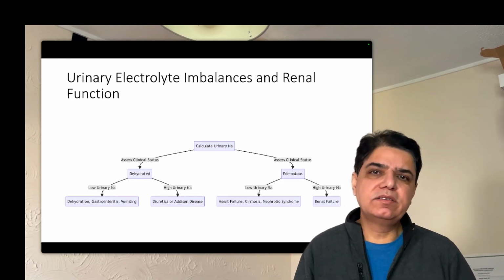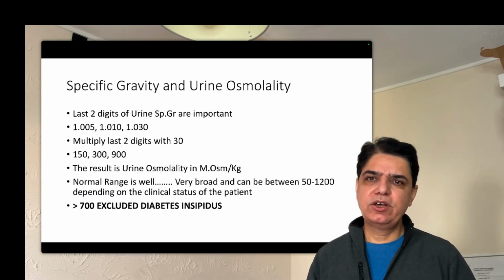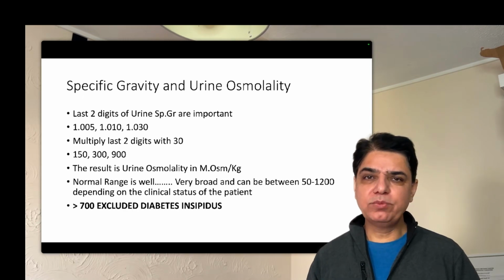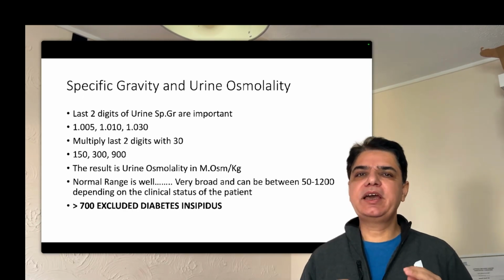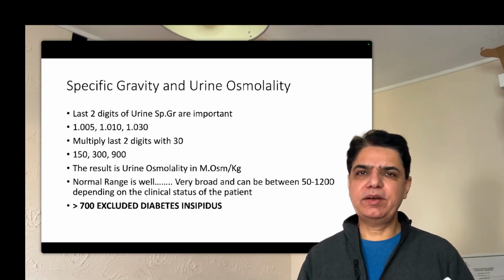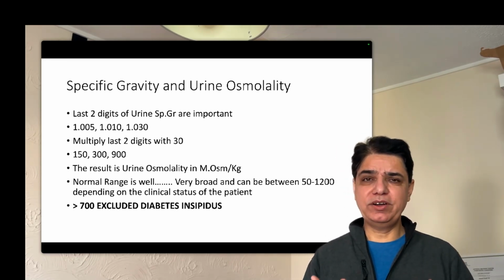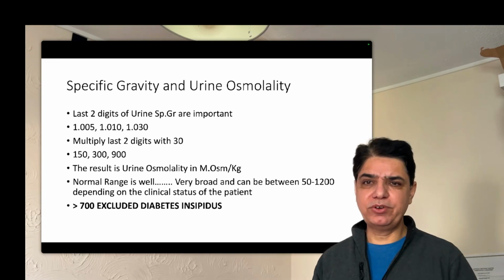Moving on to what else in renal function tests. One thing is urine osmolality. Urine osmolality can be very simply calculated from urinary specific gravity. Now you'll be saying, what's this? Yes, it can be calculated from urinary specific gravity. There is a simple trick for that.